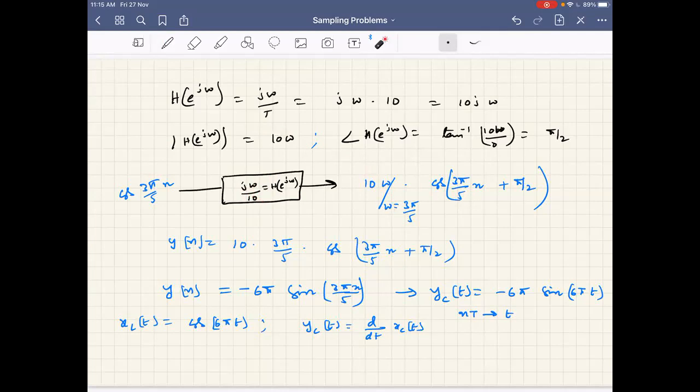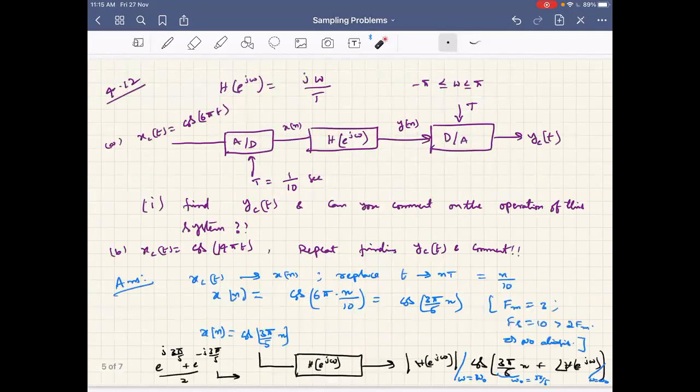So why do you think it is differentiating? Do you need to do all this? Without doing this, can't you tell whether this is a differentiator system or not, if I give you just this? Can you tell or not? Yes, sir. How will you be able to? In H of e power j omega, we have this j omega. The Fourier transform of differentiation is j omega.